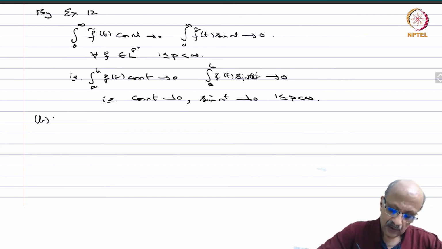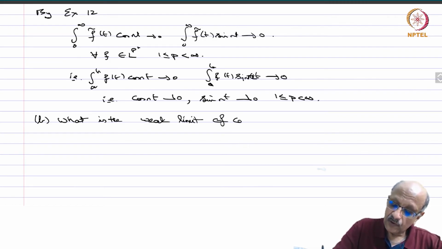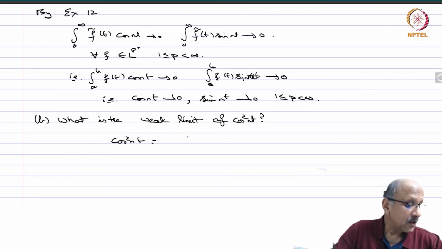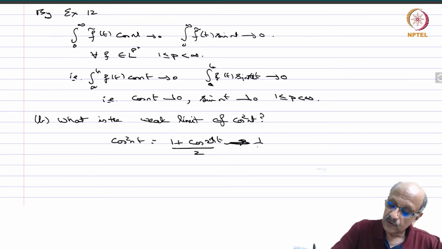B. What is the weak limit of cos square n t? So cos square n t equals 1 plus cos 2 n t by 2, and of course cos 2 n t goes weakly to 0. So this is a constant function, so this goes weakly to half.